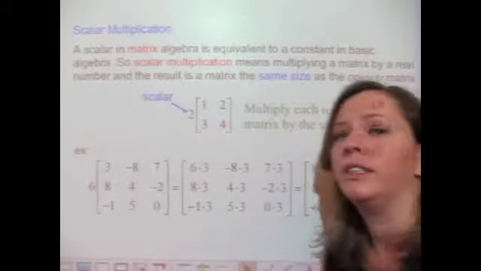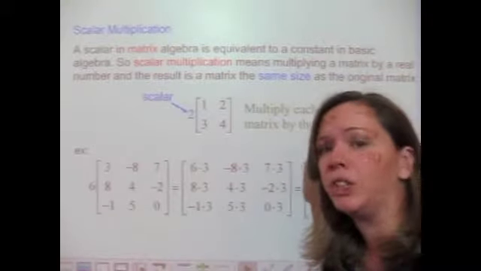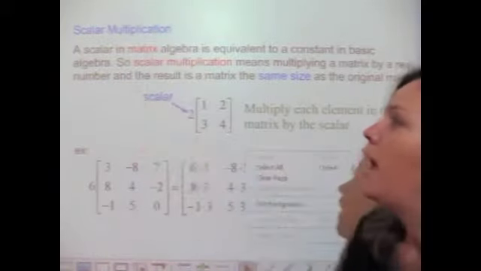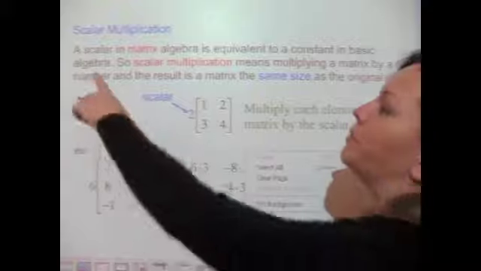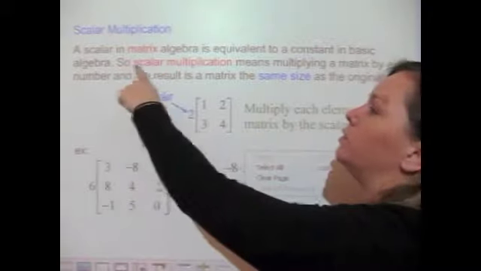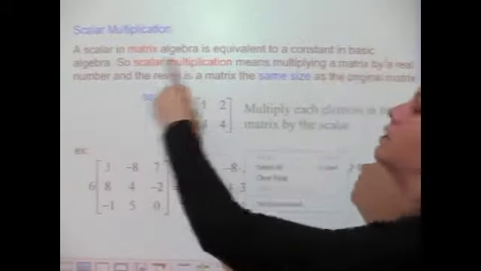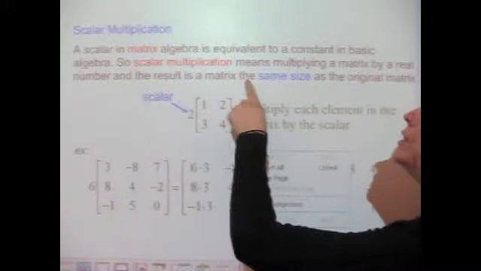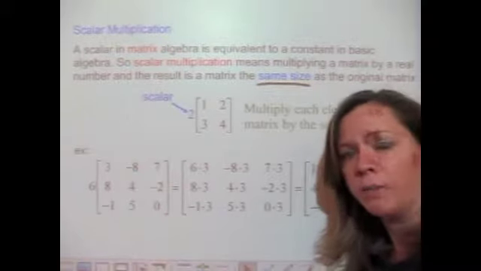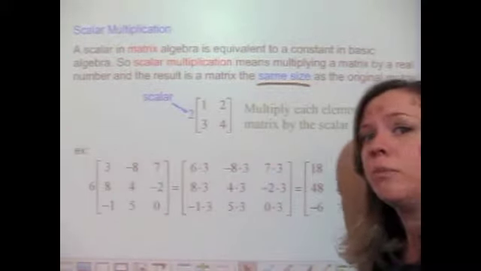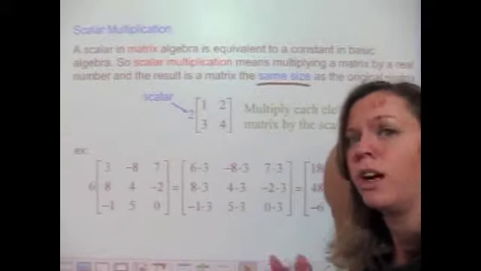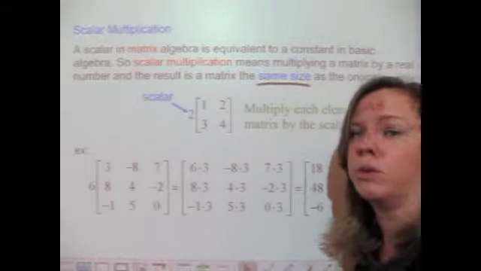Now, in addition to addition and subtraction, we can talk about matrix multiplication. And there's actually two types of multiplication. The first type of multiplication is scalar multiplication. And that is when you have a scalar, and a scalar in matrix algebra is equivalent to a constant in basic algebra. So scalar multiplication means multiplying a matrix by a real number, and the result is a matrix that is the same size as the original matrix. Now there's another type of matrix multiplication, which is where you actually multiply two matrices together. And knowing how to do that is not in the standards on the Ames test, so we're not going to go over that here, but you will go over it in your algebra classes.